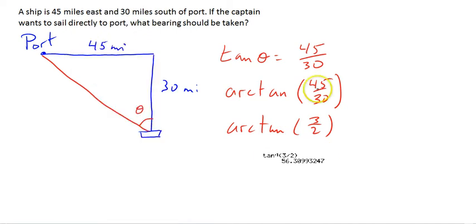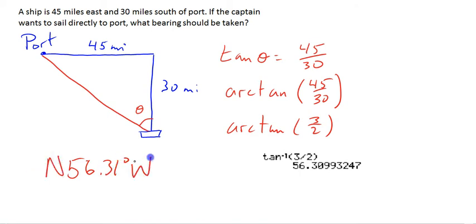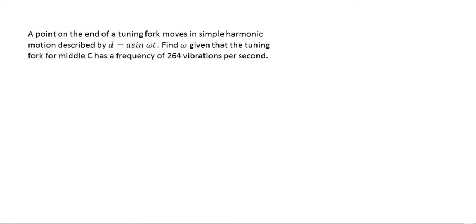Now when you're talking about bearing, remember, you have to tell what direction that angle's going in. And so it's north and then west. So the answer is 56.31 degrees northwest.